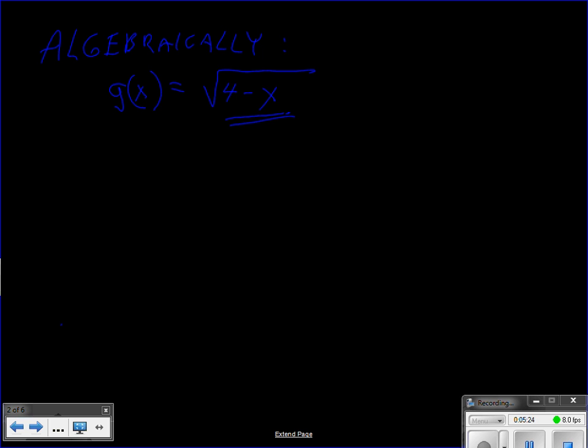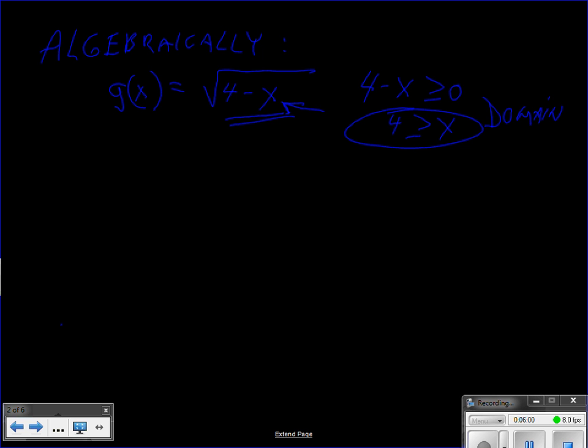Well, we know the square root function has to operate on non-negative inputs, right? So 4 minus x has to be greater than or equal to 0, which would mean x has to be less than or equal to 4. Okay, so this is what I would say would be my domain. That would be the domain for this function.